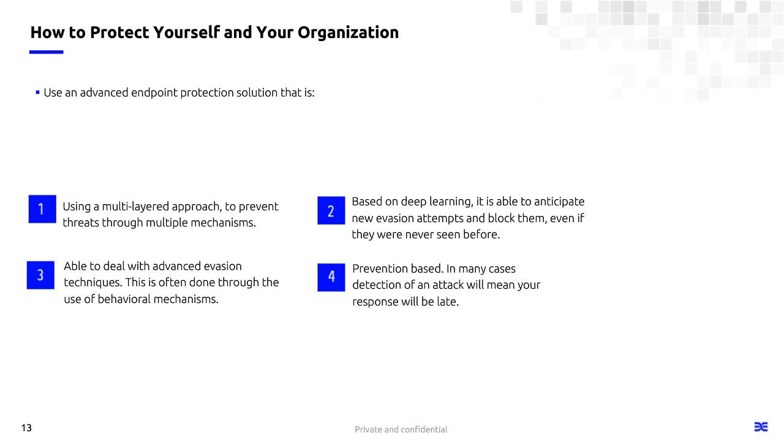I'd like to now talk about a few ways to protect yourself and your organization from malware in general and from more advanced malware, for example, malware that uses evasion techniques. The first thing you should look at is that you use an endpoint protection solution that is using a multi-layered approach, meaning it can prevent threats through multiple mechanisms.